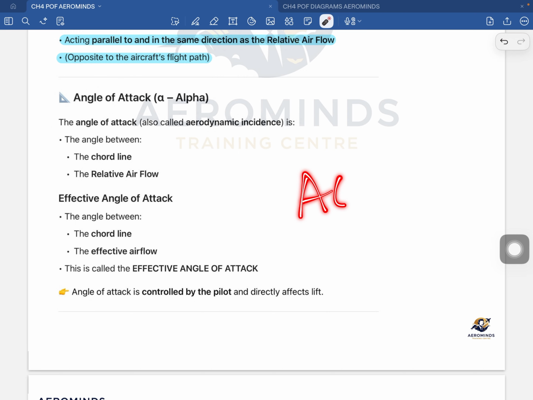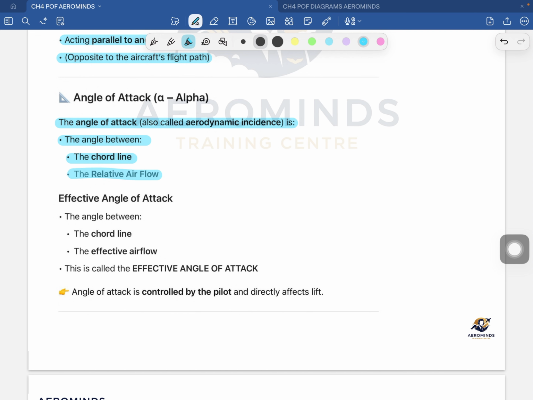and this is why the pilots control the altitude and climb primarily by controlling the angle of attack only. Once you start flying, you will know, and if you have not yet, you can see that. So we'll see about this. So angle of attack is called the aerodynamic incidence, the angle between the chord line and the relative airflow.